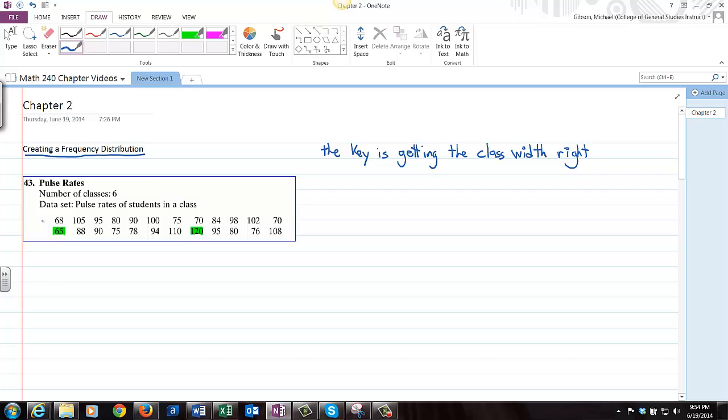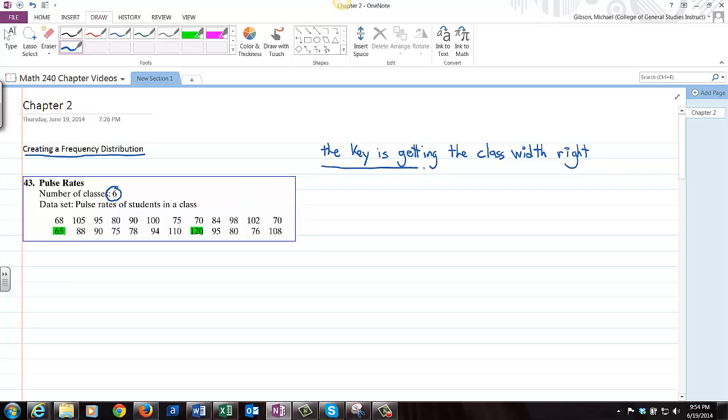Okay, here's a problem that I cut right out of our textbook. They're asking us to create a frequency distribution. They tell us the number of classes. You're always going to be told the number of classes. In the real world, you would have to pick something. The guideline in the book is somewhere between 5 and 20, but anything we do in here, you're going to be told the number of classes.